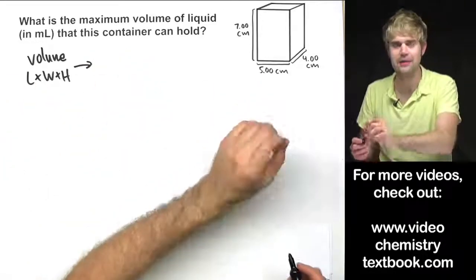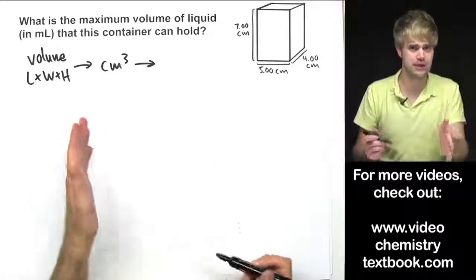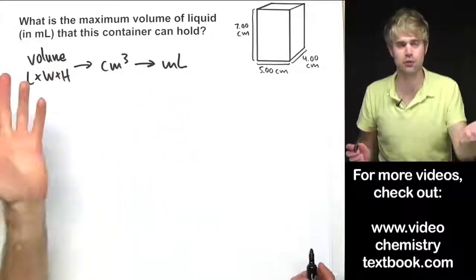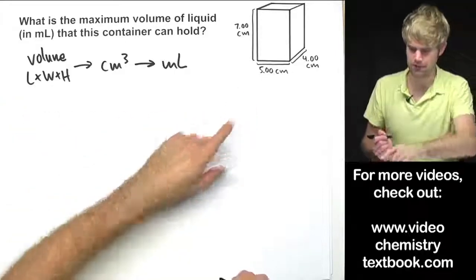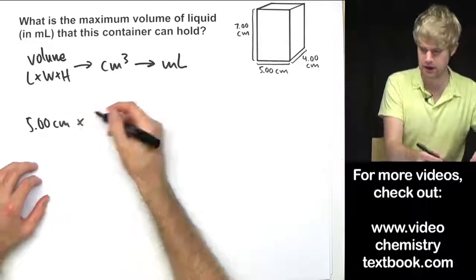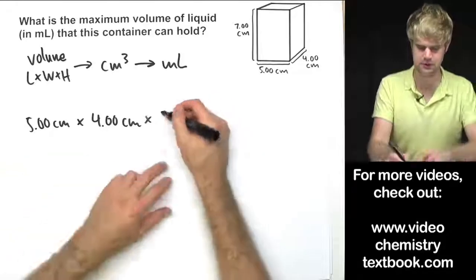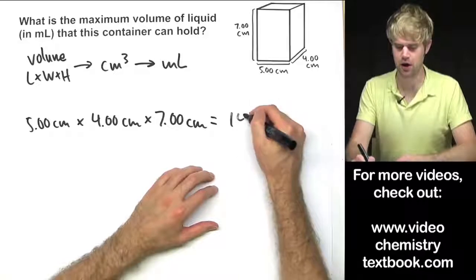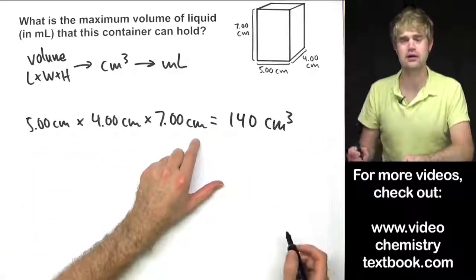When I do that, I'm going to end up with units of cubic centimeters. And since we said that cubic centimeters and milliliters are the same, once I get cubic centimeters, I can just easily get right into milliliters. So, step by step. Let's get the volume first. So volume is going to be length, 5.00 centimeters, times width, 4.00 centimeters, times height, 7.00 centimeters. Multiply these three things together and we get 140 cubic centimeters.